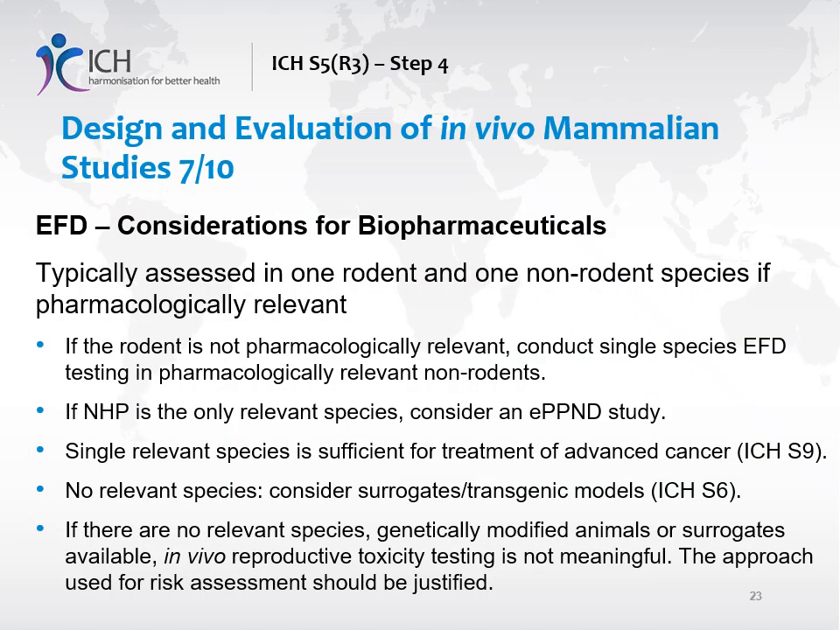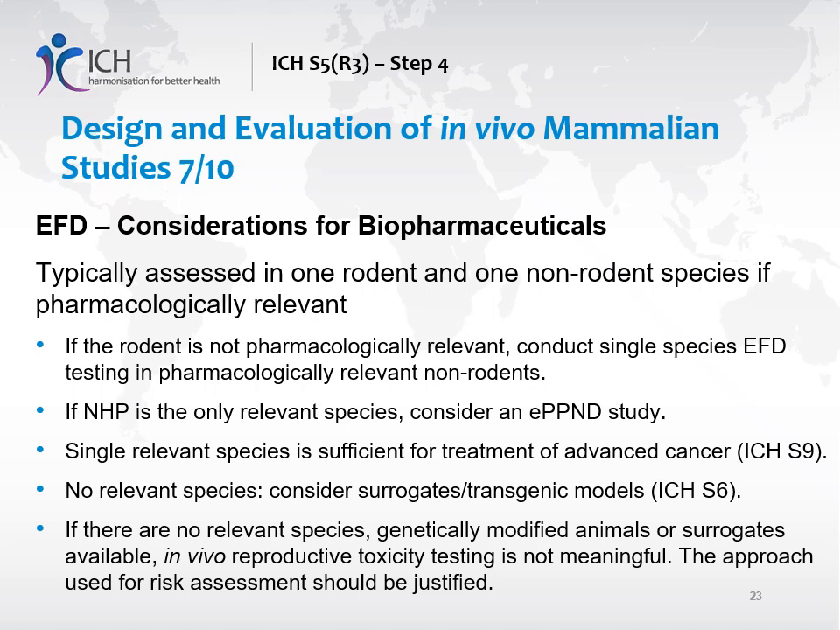The effect of biopharmaceuticals on EFD should typically be assessed in 2 species, one rodent and one non-rodent, if both are pharmacologically relevant. However, the rodent is often not pharmacologically relevant, in which case EFD assessment in a single pharmacologically relevant non-rodent species can be conducted. In cases where the NHP is the only relevant species, an enhanced pre- and postnatal development study can be conducted instead of an EFD study. Biopharmaceuticals intended for the treatment of advanced cancer typically need only be assessed in a single pharmacologically relevant species.